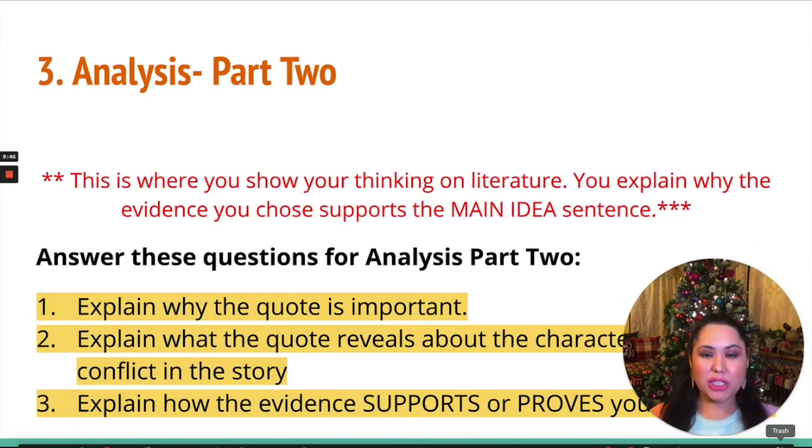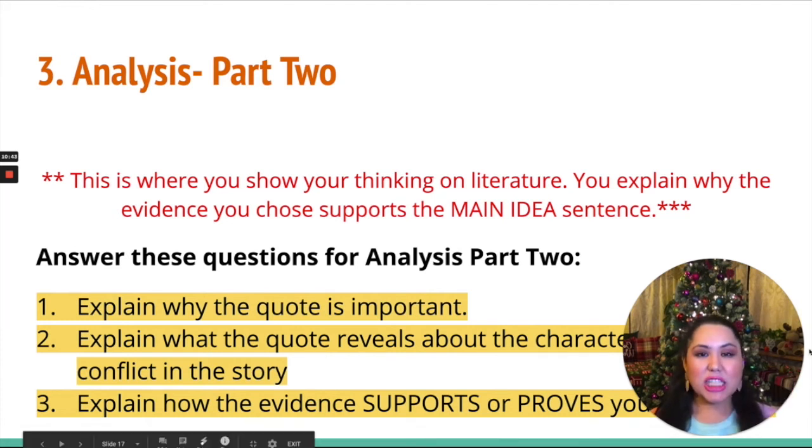So let's look at the questions that you need to analyze in analysis part 2. I think it's pretty useful to take a screenshot of the questions that you need to analyze in analysis part 1 and 2, because this is part of the formula and it will help you write stronger essays. If you keep on using this formula and practicing writing essays, I guarantee that you're going to be stronger after a while. But let's look at the questions. Number 1, explain why the quote is important. Why is it even important to your main idea? Why is it important to your paper? And why does it answer the thesis statement?